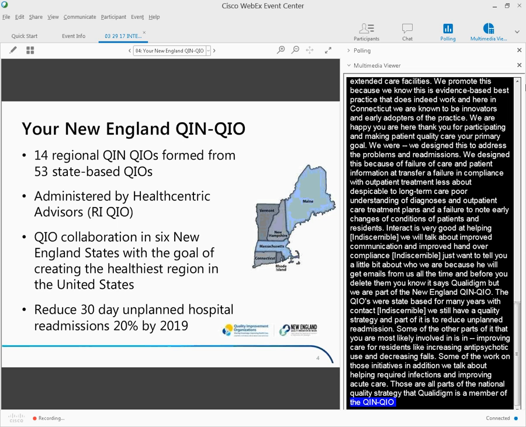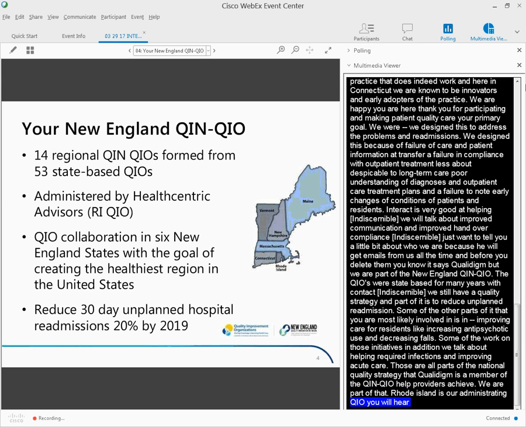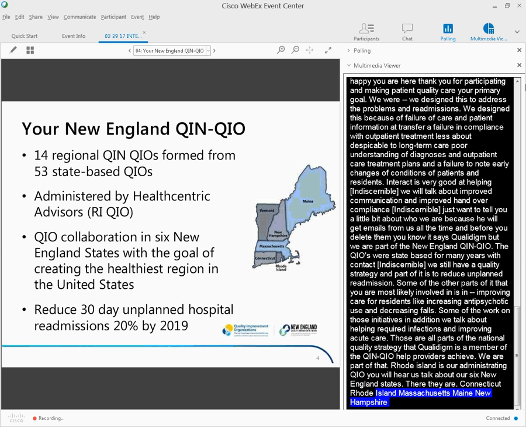Rhode Island is our administrating QIO. You'll hear us talk about our 6 New England states. There they are. New Hampshire and Vermont, which is actually New Hampshire upside down. And now you have a map of it all, so you can plan your summer road trips.